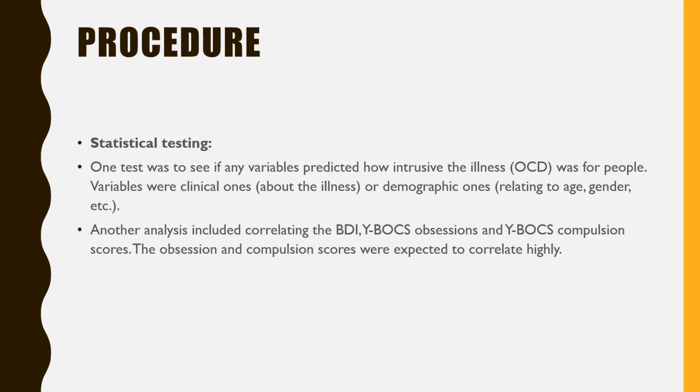Within the procedure and analysis for Masellis, they applied the use of statistical testing to look at the significance of the information that they gathered. So one of the statistical tests was to see if there were any variables that could predict how intrusive OCD was for people. So they looked at the clinical variables, so the severity of the illness, and they also looked at demographic variables, so things related to whether the age of a participant predicted intrusiveness, whether there was a difference between males and females in the prediction of intrusiveness, and things like their marital status and so on.